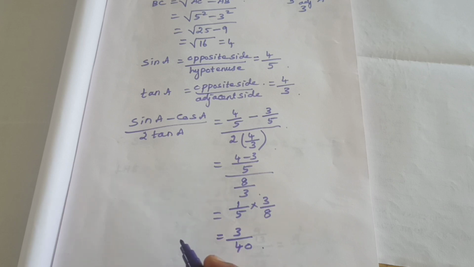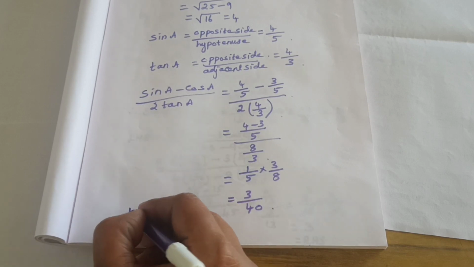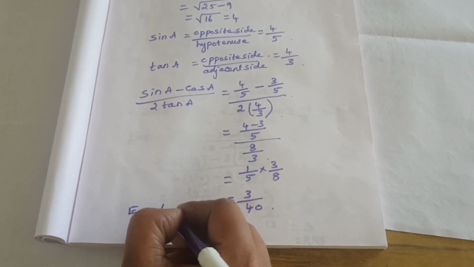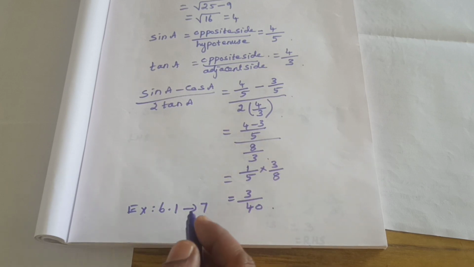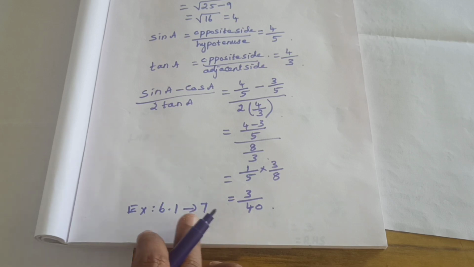Okay, shall I give one question as homework for you? Then here in exercise 6.1, the seventh sum you can do as homework. Okay, the same model you do for homework, try to do. Then if you have any doubt you can clear the doubts.